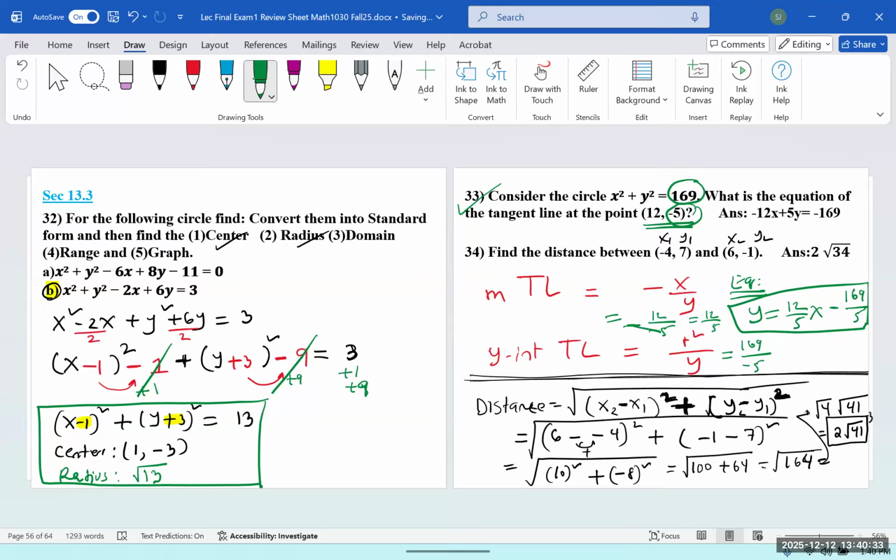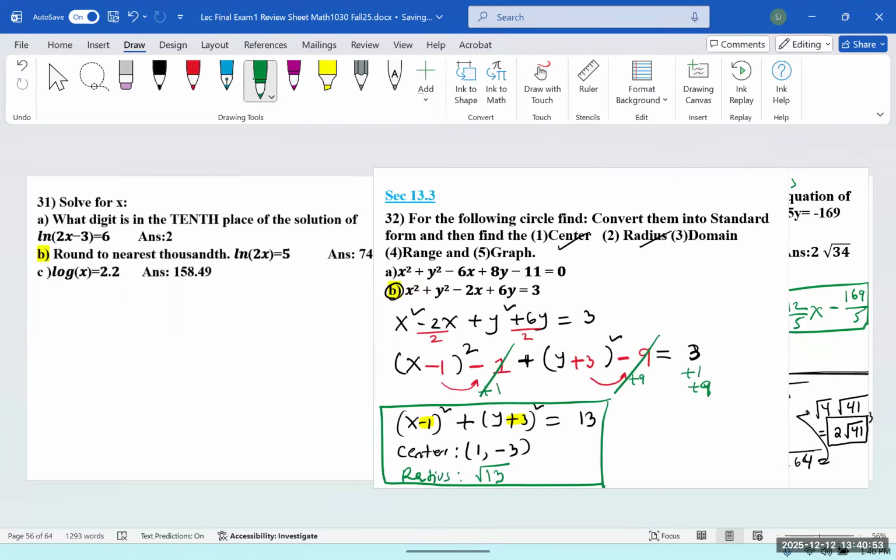So your radius squared could be a perfect square number, but may not be. Like the previous question, here 169 is a perfect square number. So if you take the square root of 169, you get 13 as a whole number radius. But for this one, it's not possible.